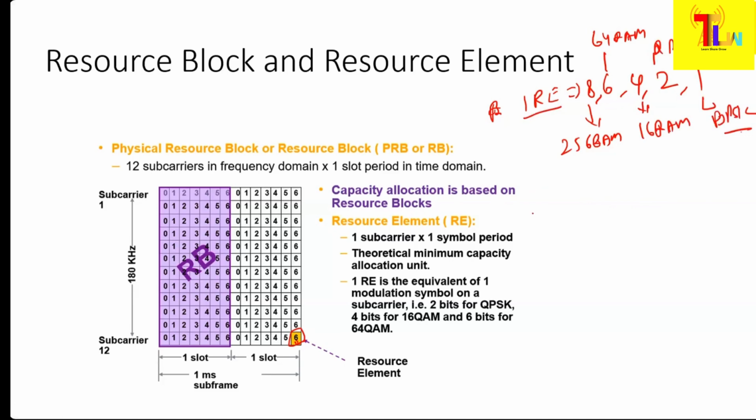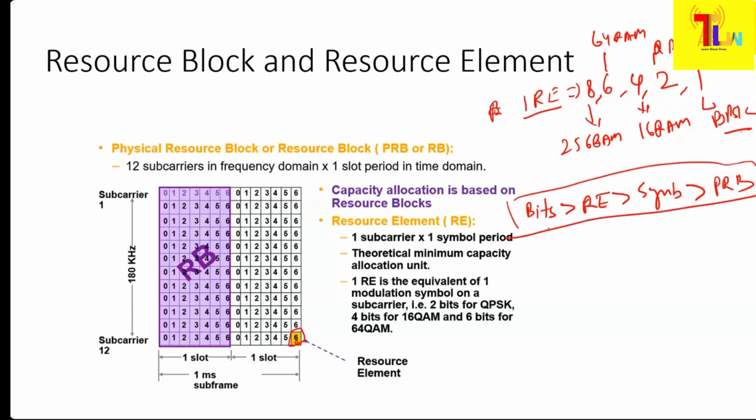So if we talk about the bits, bits to resource element to symbol to PRB. Bit is the smallest unit, then resource element, then symbol, then PRB. They are the different granularity of the unit. But whenever the assignment of the resource is concerned, we never assign bits, resource elements or symbols, we always assign in terms of the PRB.